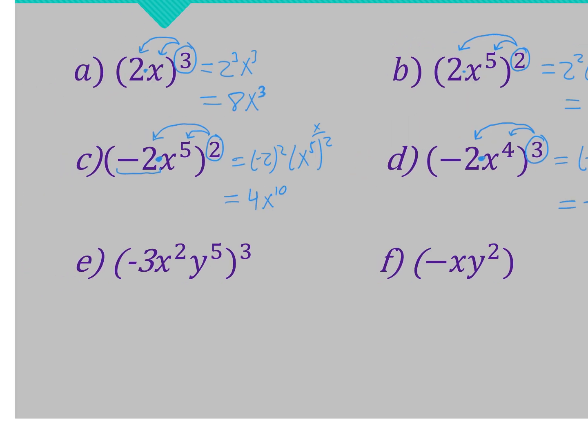All right, and example E, the more variables, it's fine, still the exact same concept. So I'm going to take that exponent and distribute it to each of my factors. So then this is going to get me negative 3 to the 3rd power, x squared to the 3rd power, and y to the 5th to the 3rd power. Negative 3 to the 3rd power is just negative 3 times negative 3 times negative 3, so negative 27. X squared to the 3rd power is power to a power, so I'm going to multiply. Y to the 5th to the 3rd is another power to a power, so I'm going to multiply that as well. X to the 6th, y to the 15th. All right, and then this is my final answer.